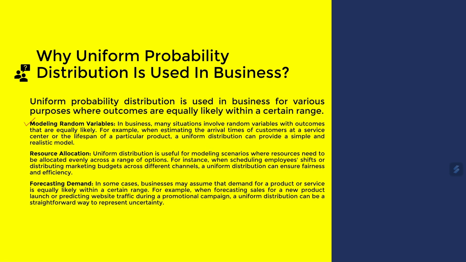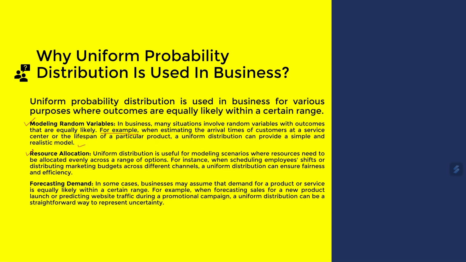In business, many situations involve random variables with outcomes that are equally likely. For example, when estimating the arrival times of customers at a service center or the lifespan of a particular product, a uniform distribution can provide a simple and realistic model. So with the help of this example, we can understand that uniform distribution can provide a simple and realistic model to us.